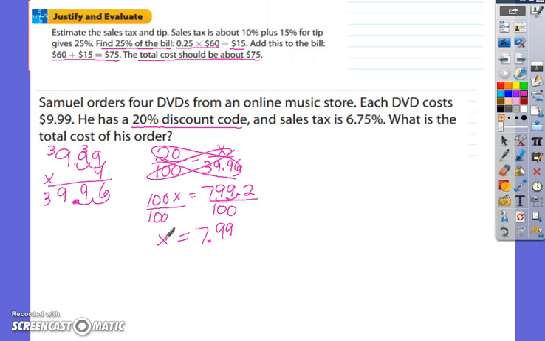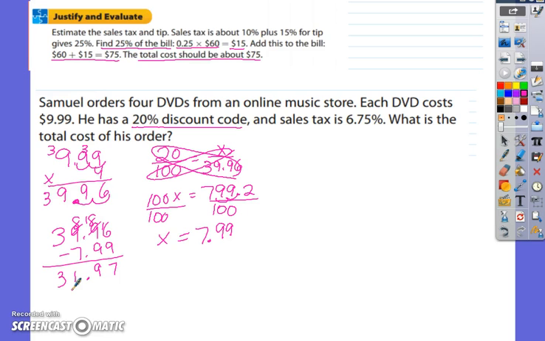Now this is our discount, so we're going to need to subtract the discount from the amount of money that the DVDs cost. So the 4 DVDs were $39.96, and we are going to subtract $7.99. And when we do that, we will have to borrow. 16 minus 9 is 7. 18 minus 9 is 9. 8 minus 7 is 1. Bring down the 3. So the cost is $31.97 after the discount.